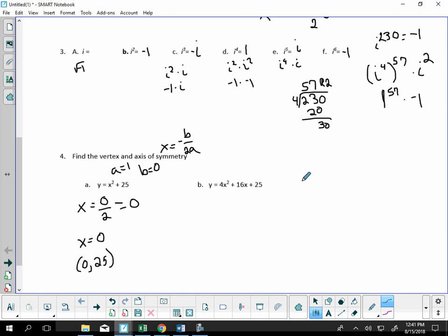On letter B, x is going to be opposite b over 2 times a. Sorry, that's 4.